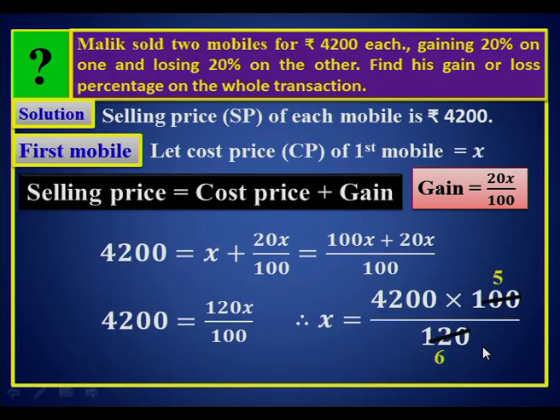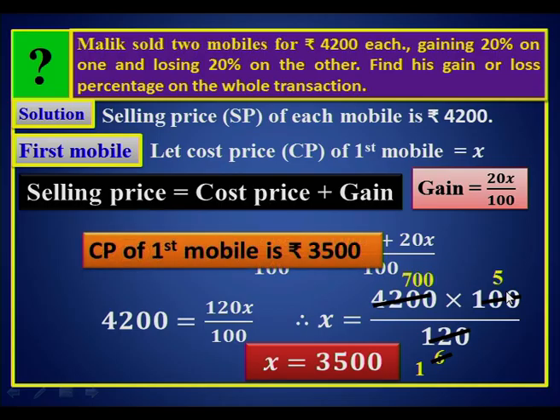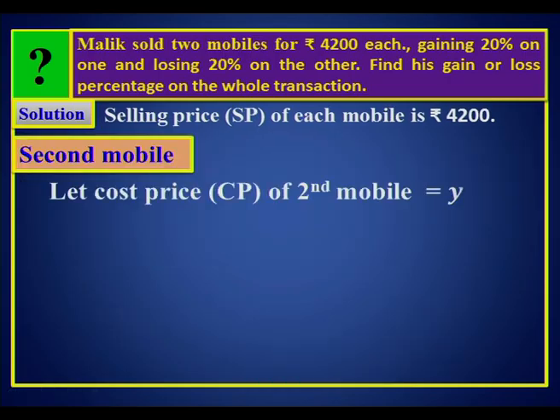Now, here 20 goes 5 times in 100, whereas 6 times in 120. Again 6 goes 1 time, and in 4200 it goes 700 times. So, what is left, children? Yes, we are left with 700 into 5, and in the denominator 1 is there. So, we can neglect it. So, 700 into 5 is 3500. So, therefore, x value is 3500. Children, here x is nothing but the cost price of the first mobile, which is 3500 rupees. Now, let us find out the cost price of the second mobile. So, let us assume it as y.